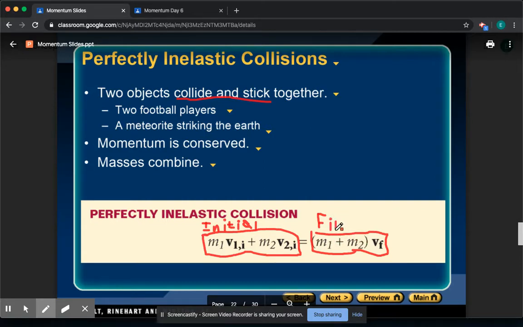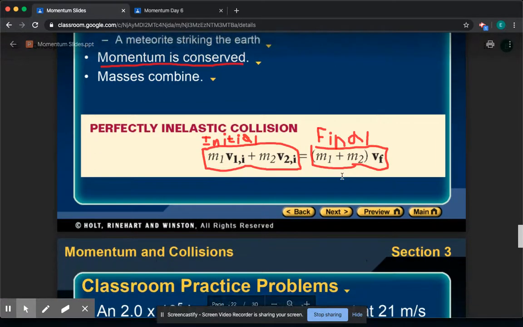So this is your final momentum. Your momentum in the beginning has to be the same as your momentum at the end because momentum is conserved, okay? It needs to be the same in the beginning as it is in the end. The overall total value, okay? So that is where those equations come from.